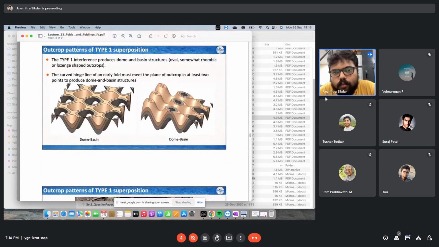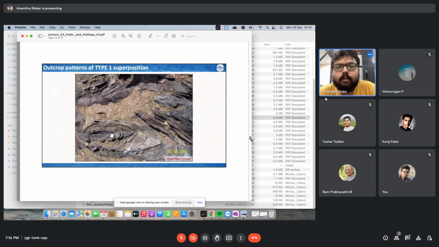So these are domes, and these are basins, right? These are domes, these are basins. So you will see this circular pattern, and the radius might get smaller here, while here the radius is huge. It depends on how the erosion took place, it depends on the outcrop, right?